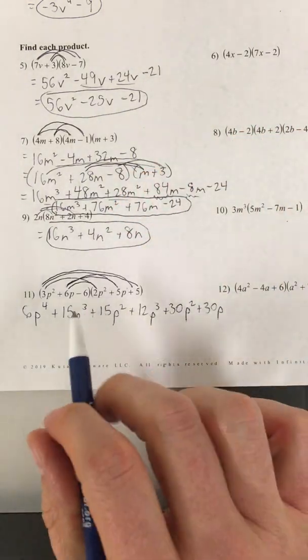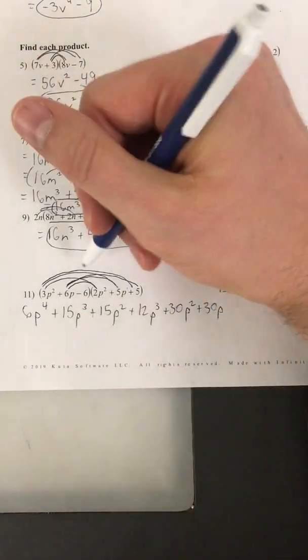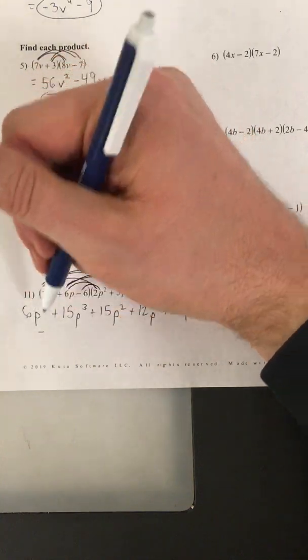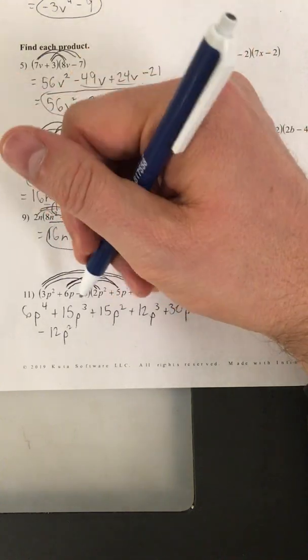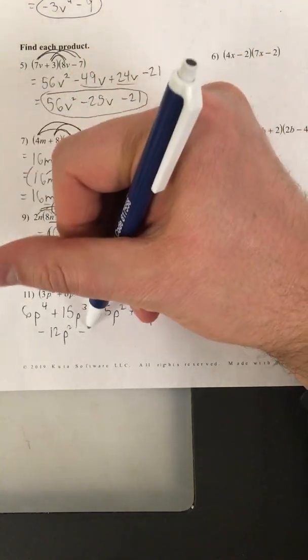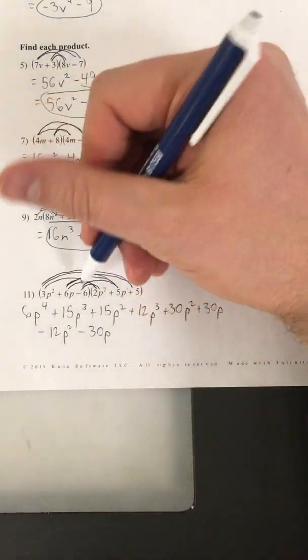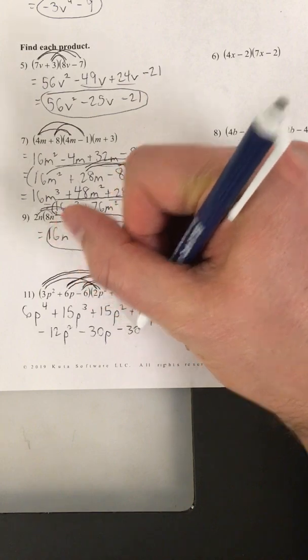Now we're still not done, because what have we not used yet? The minus 6. I have to distribute that to each of these. Negative 6 times 2p squared, so let me just write that underneath here. Going to be minus 12p squared. Negative 6 times 5p. It's minus 30p. And then, last thing, negative 6 times that 5, going to be negative 30.